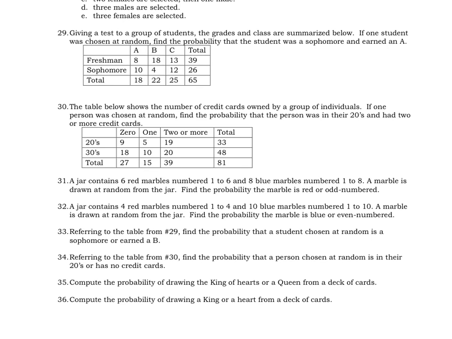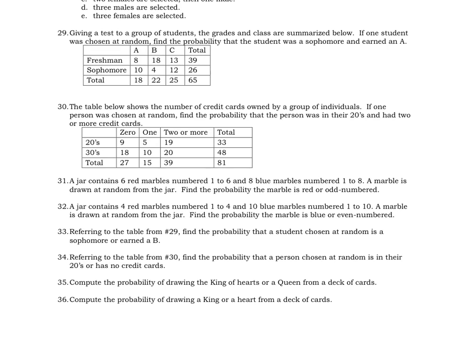Probability exercises 29 and 30. 29. Giving a test to a group of students, the grades in class are summarized below. If one student was chosen at random, find the probability that the student was a sophomore and earned an A.